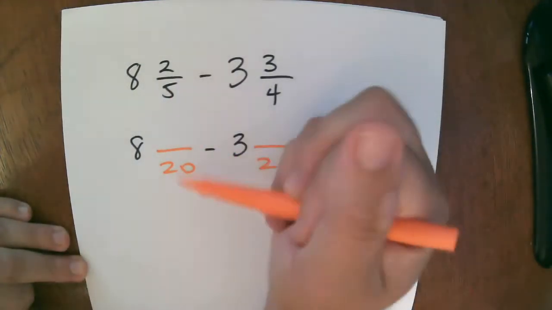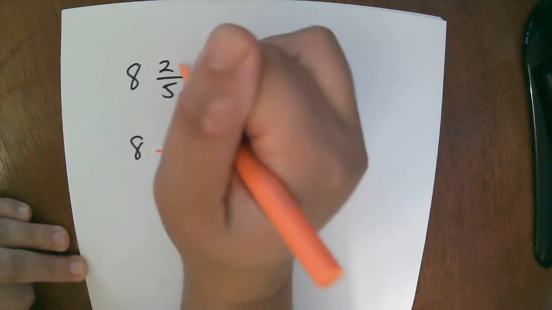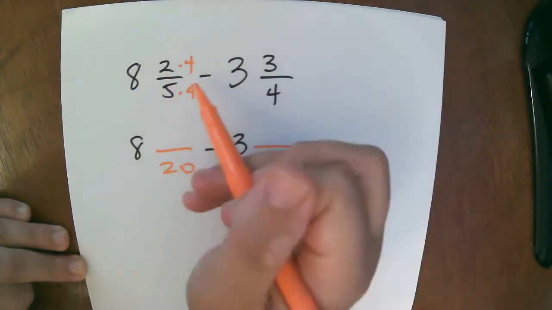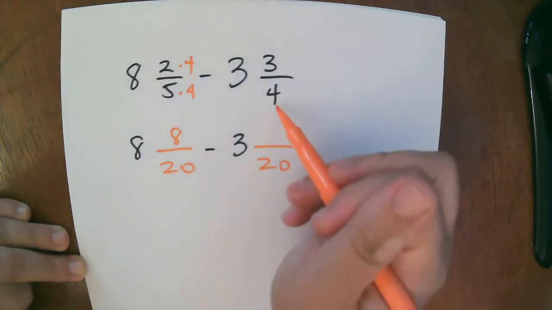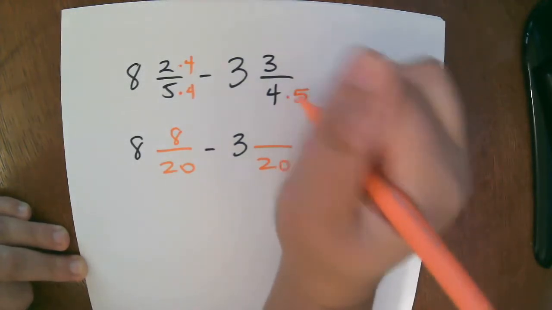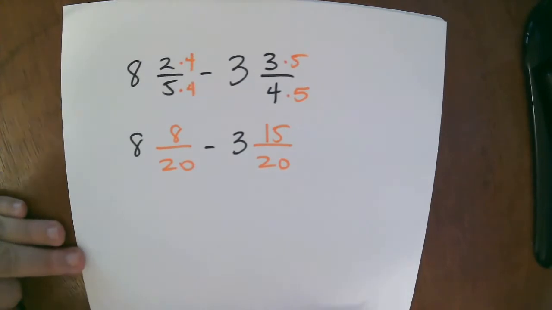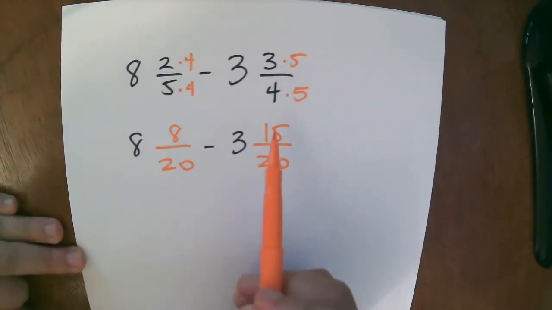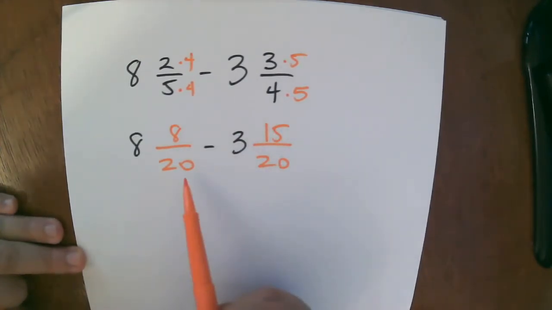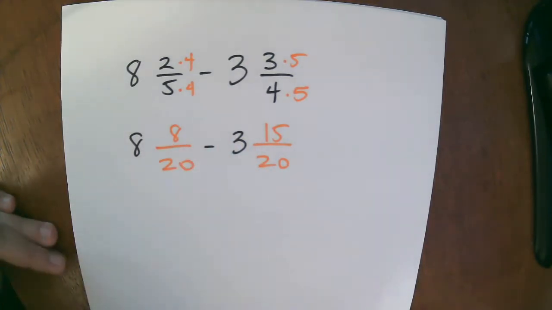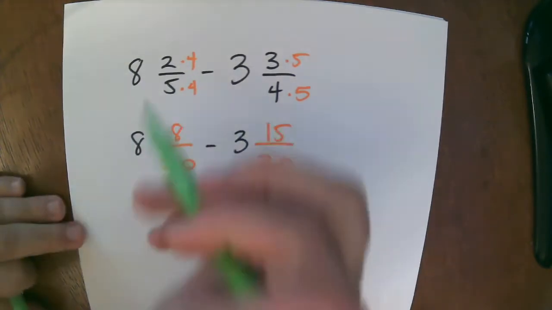So how did I get from 5 to 20? I multiplied by 4, multiplied by 4. So my new numerator is 8. How did I get from 4 to 20? I multiplied by 5, multiplied by 5. Okay, so we have common denominators, right? But look, here's an 8 and here's a 15. Can I subtract 15 from 8? No, right? So this is where it gets a little bit tricky. We're going to have to borrow.